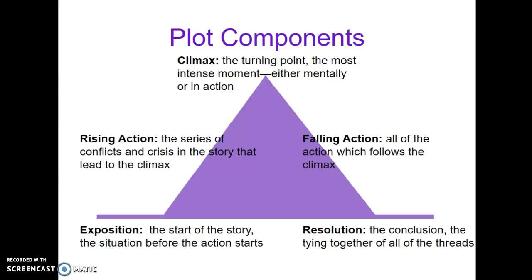And lastly, we have the resolution, which is the conclusion, and it usually just ties everything together, and the reader learns how the conflict is resolved. So, in Rikki-Tikki Tavi, this is when the family and the animals are rejoicing, and Rikki-Tikki eats a huge celebration meal with the family, and he settles down as the proud protector of his human family and garden animals.